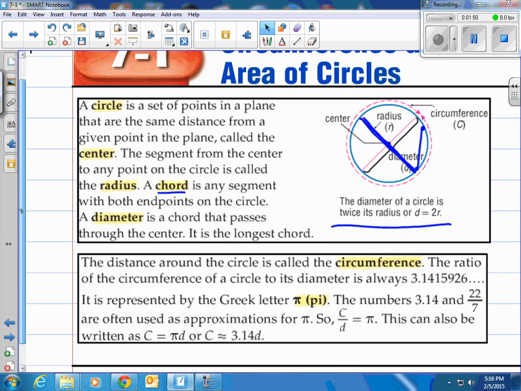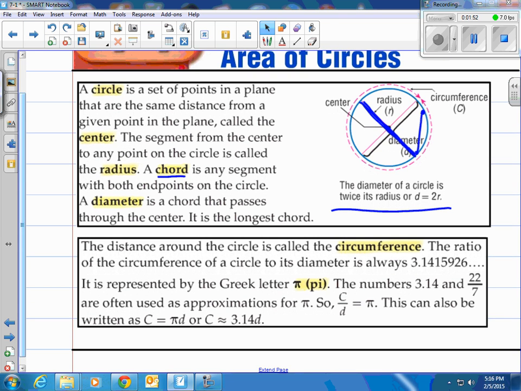All right, how about here on the bottom? It says the distance around the circle is called the circumference. So, when we deal with polygons, we ask for the perimeter. That's the distance around that figure. Now, in circles, we use the word circumference instead of perimeter. And again, it's just the distance around the circle.